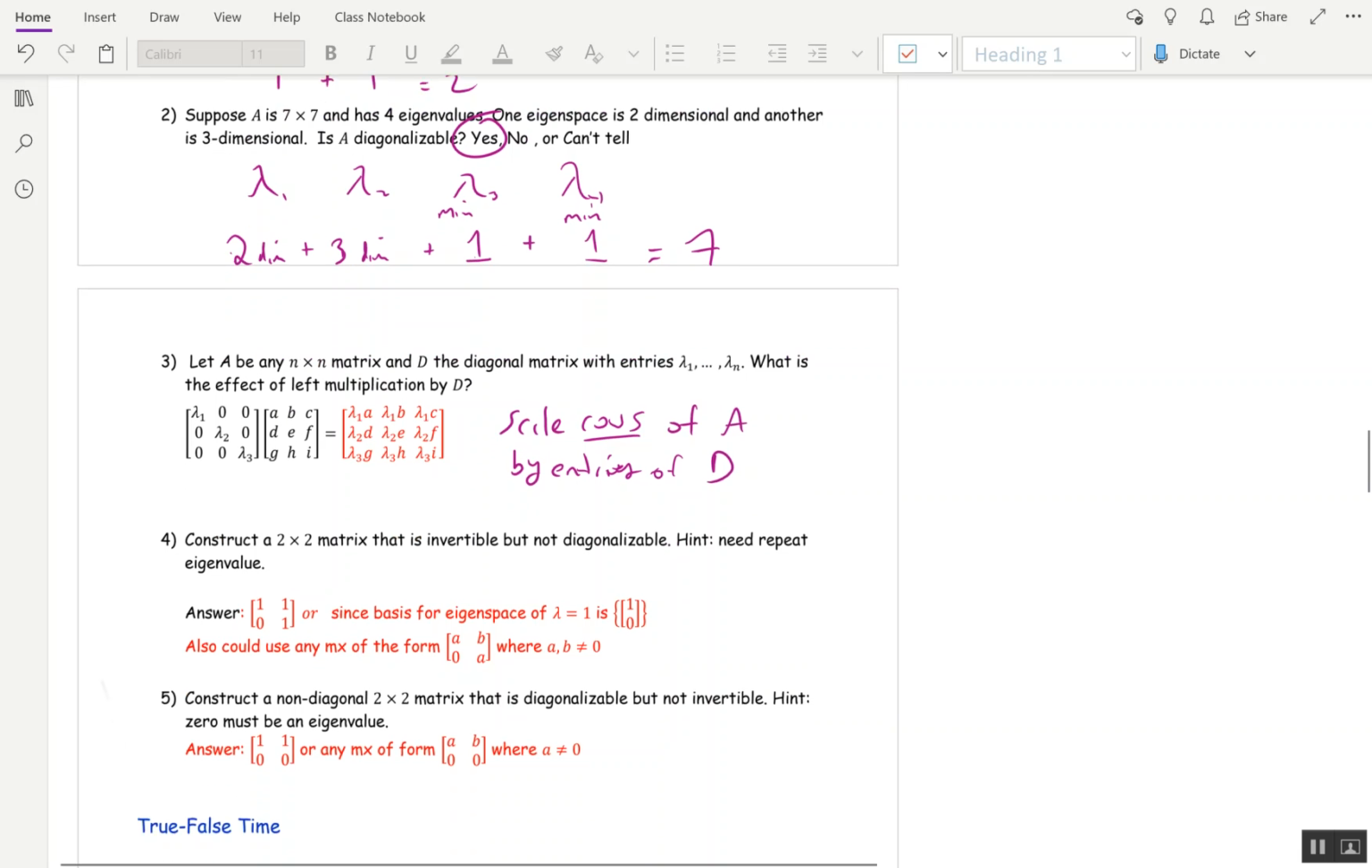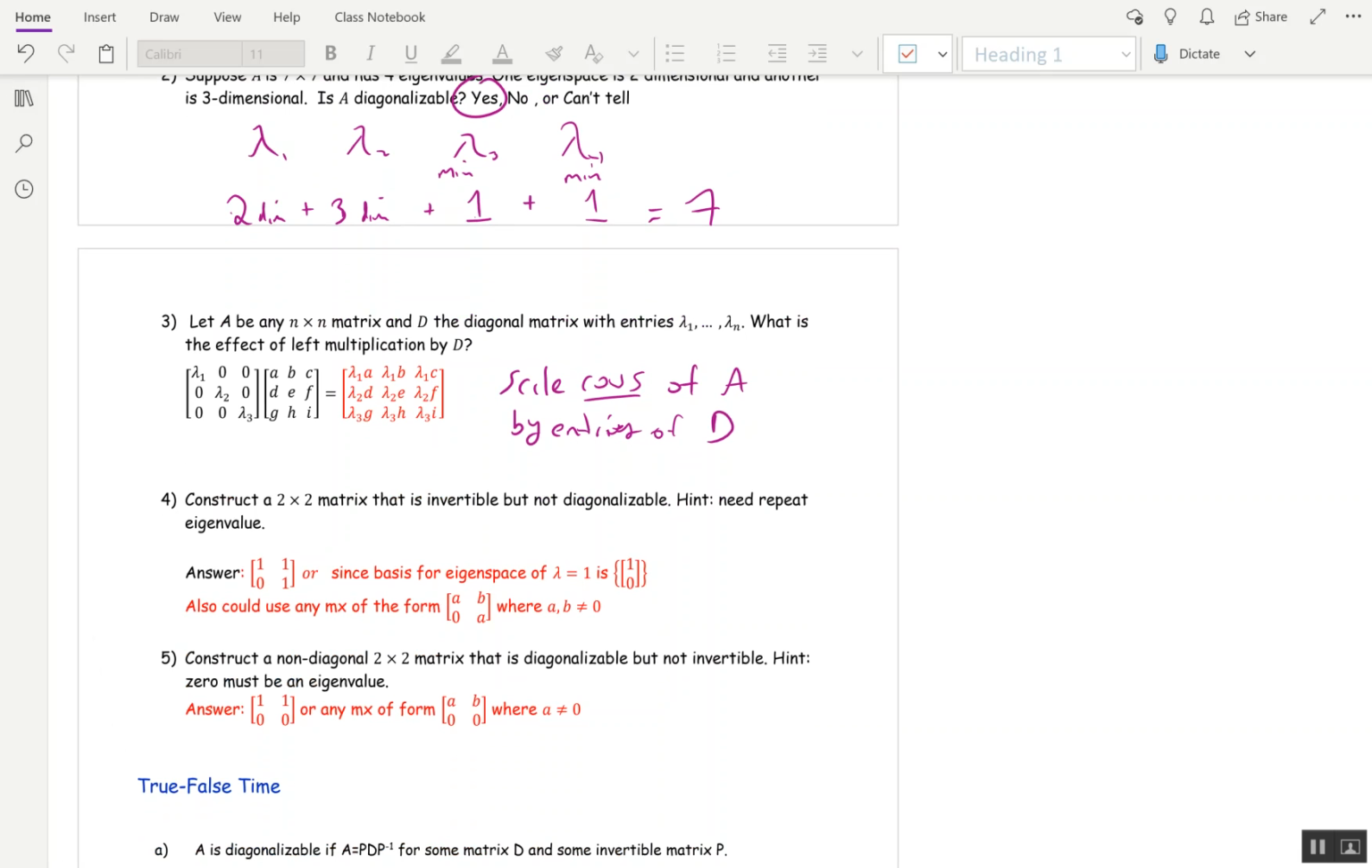The next 2 examples are here just so that you see that the conditions of diagonalizability and invertibility are completely independent. There are matrices that are invertible and not diagonalizable. Here's one. And there are matrices that are diagonalizable but not invertible. Here's one. So the 2 conditions are completely independent.